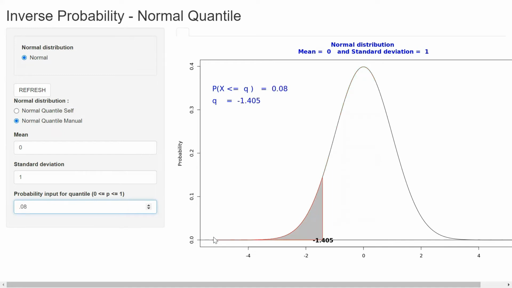0.08. The result here, negative 1.405, is the lower quantile for middle probability. And 0.92, the result here, 1.405, is the upper quantile for middle probability.